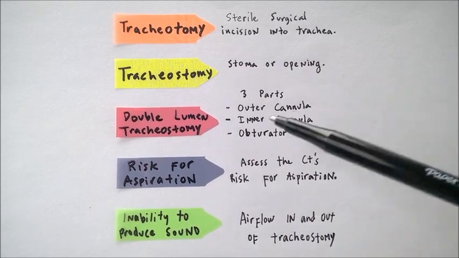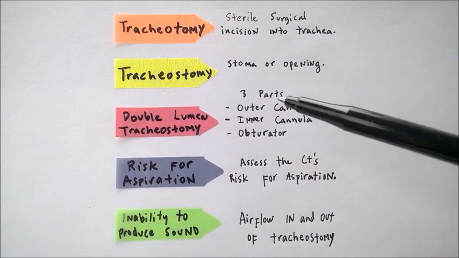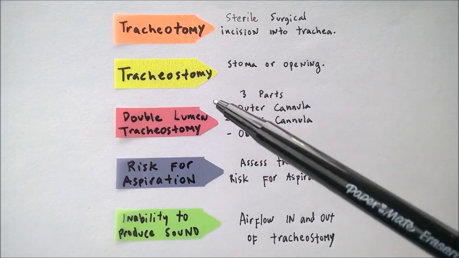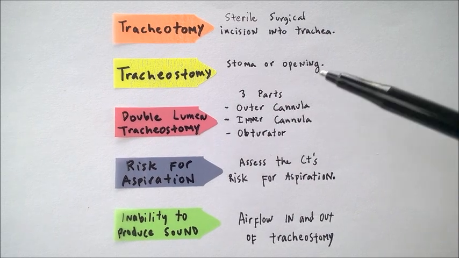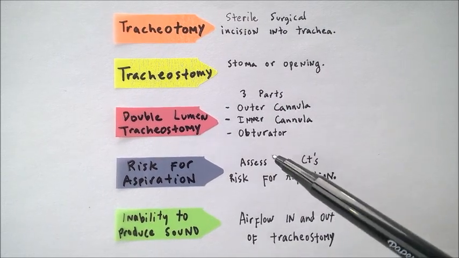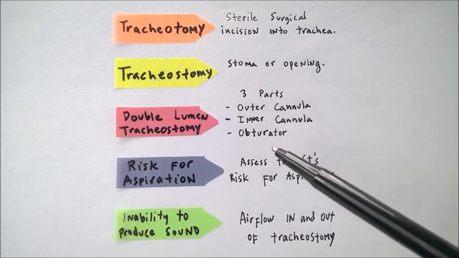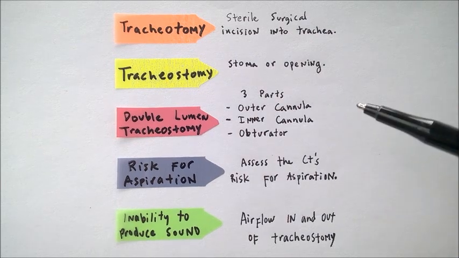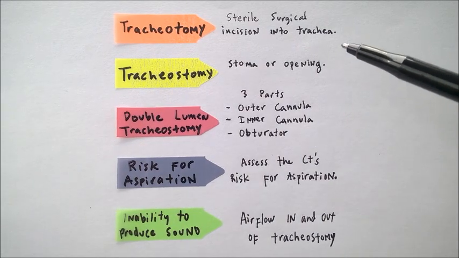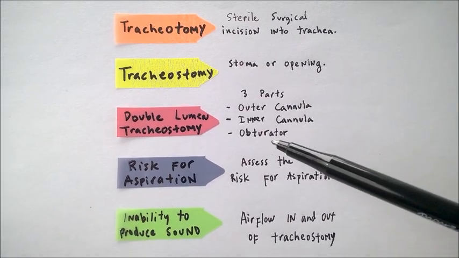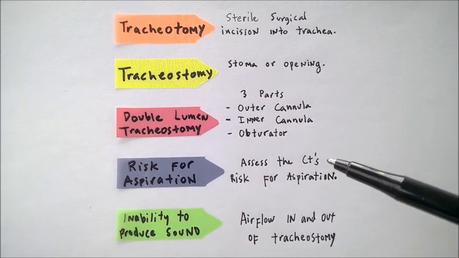Now we can talk about tracheostomy. Tracheostomy, on the other hand, is the stoma or the opening that results from the tracheotomy, and it allows the insertion and the maintenance of the cannula. Usually a double lumen tracheostomy tube has three major parts: the outer cannula, the inner cannula, and the obturator. The outer cannula is the one that fits into the stoma and keeps the airway open. The inner cannula basically helps lock the outer cannula into place, and the obturator allows the outer cannula insertion.